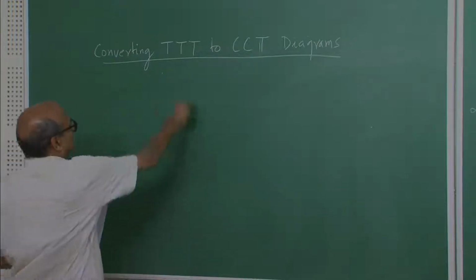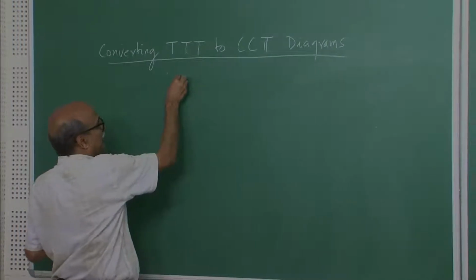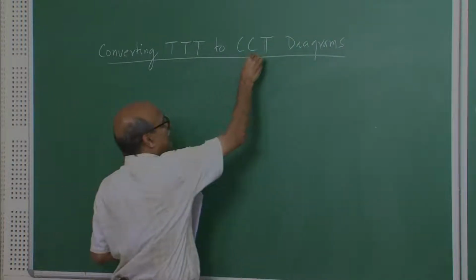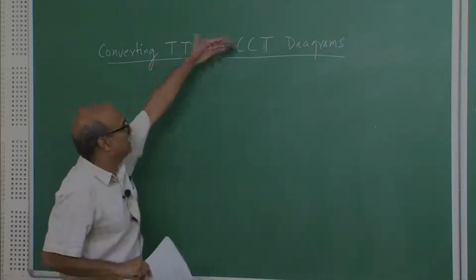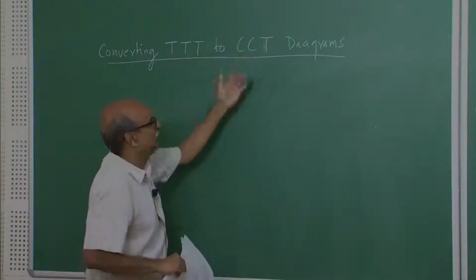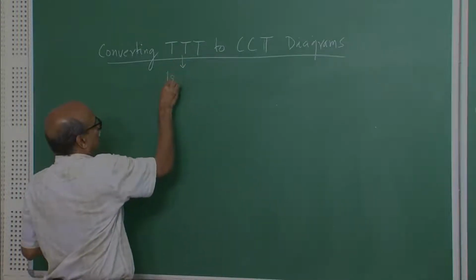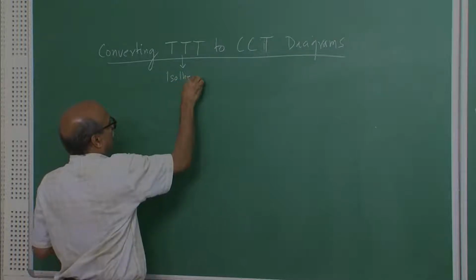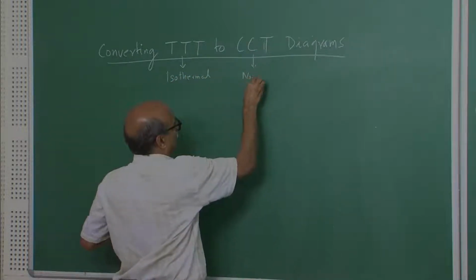So, TTT when the isothermal heat treatment is being done, CCT when the material or the sample is continuously cooled. So, this is isothermal and this is non-isothermal.